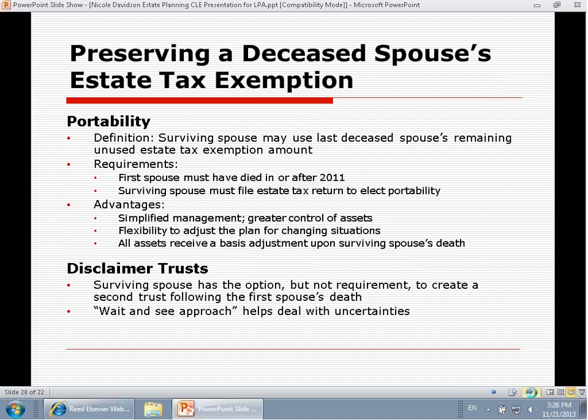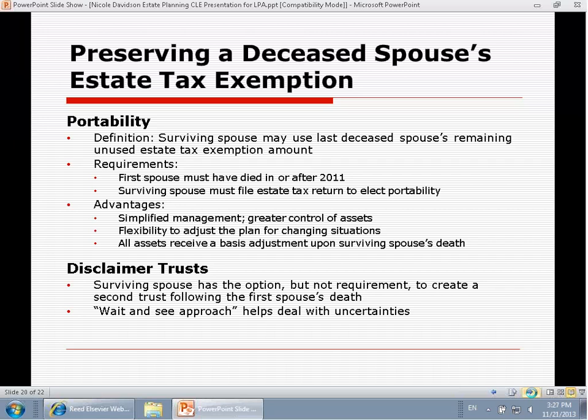Okay, so if you're dealing with a married couple or registered domestic partners, then you want to talk about not just the first estate tax exemption, but what about the second estate tax exemption? This will not apply for registered domestic partners, but for spouses, we currently have portability in place, and that means that the surviving spouse may use his or her last deceased spouse's remaining unused estate tax exemption amount.